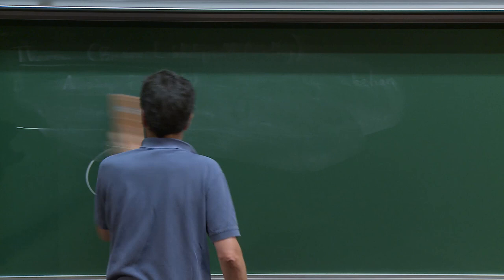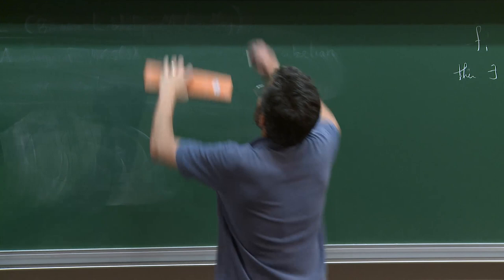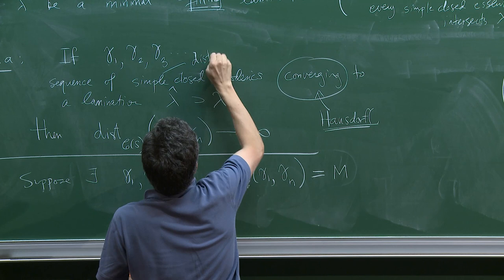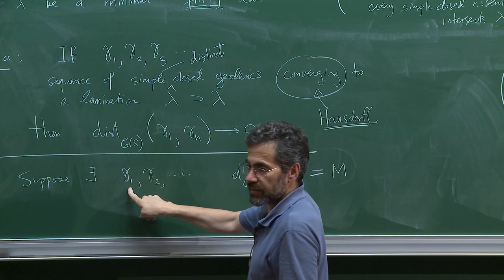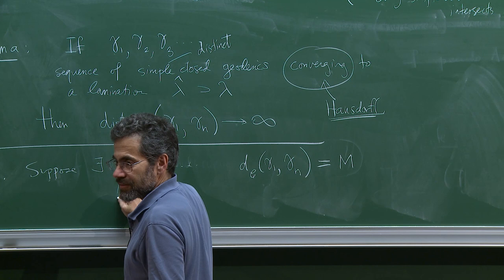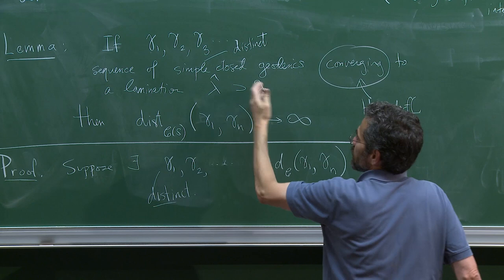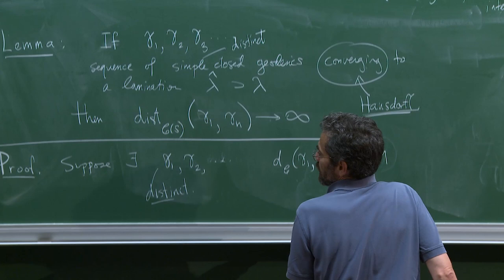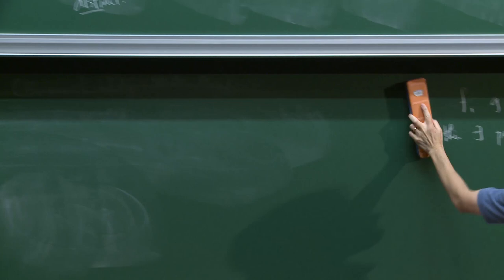Do you only need the geodesics to be different? Oh, I do. Sorry, they should be a sequence of distinct geodesics. You're right. Of course, if they're converging, they have to be distinct. In order to converge to lambda hat that contains lambda, which has infinitely long leaves, these can't all be the same geodesic. They have to be distinct. And then if they're all bounded, we can get a subsequence which is just equal to some fixed number. And now I'm going to get a contradiction. The contradiction will be that m equals 0, which is a contradiction.